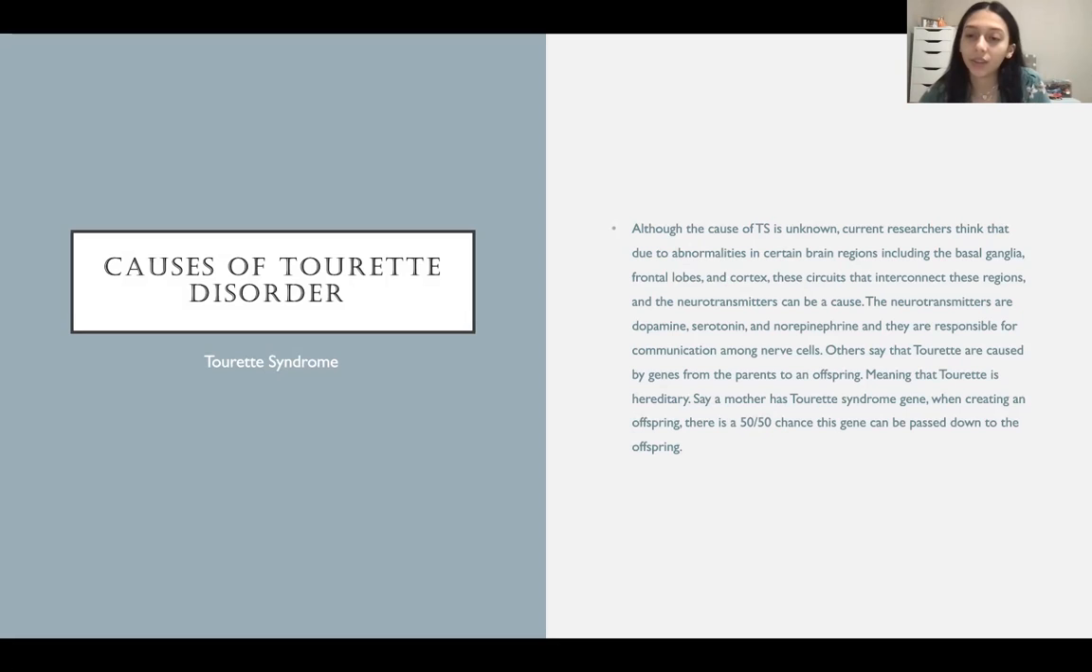But let's continue. The neurotransmitters are dopamine, serotonin, and norepinephrine, and they are responsible for communication among the nerve cells. So, like I said, it's the nerves in the brain. Others say that Tourette is caused by genes passed from the parents to an offspring. So when a male and a female come together and create an offspring, whoever, either the mother or the father, has Tourette disorder has a 50-50 chance of sending the gene down to the offspring. This is known as hereditary, which I'm sure you guys already know.